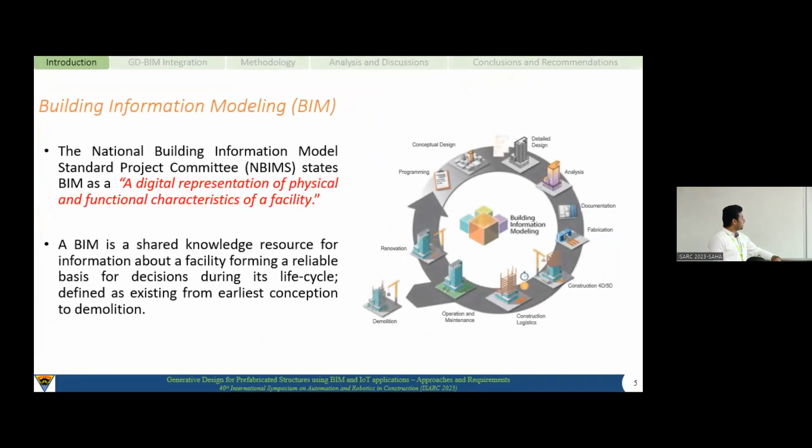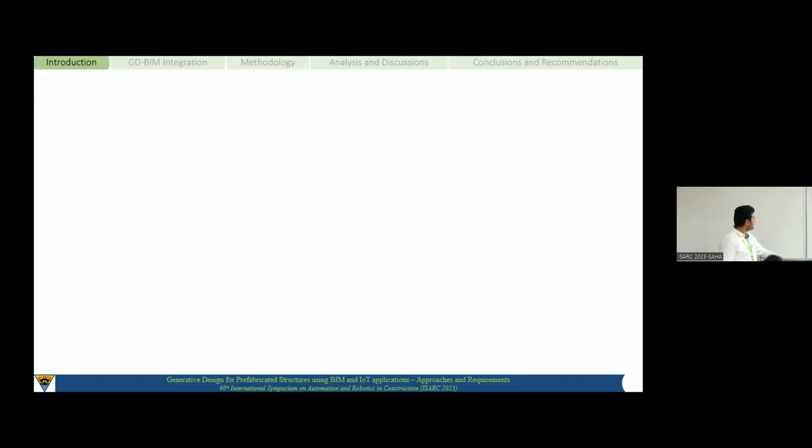Coming to BIM, as NBIM states, it is a digital representation of physical and functional characteristics of a facility, and it's a shared knowledge resource for information about a facility, forming a reliable basis for decisions during its whole life cycle.